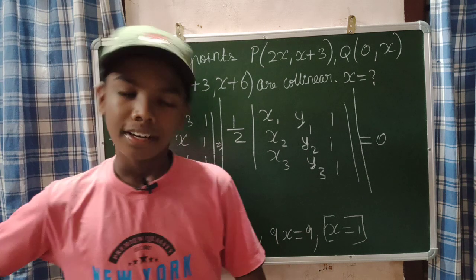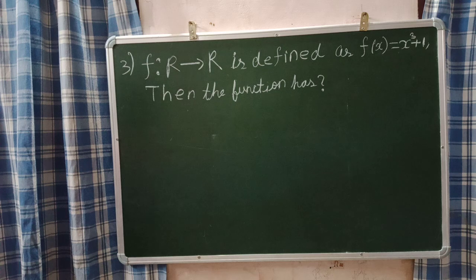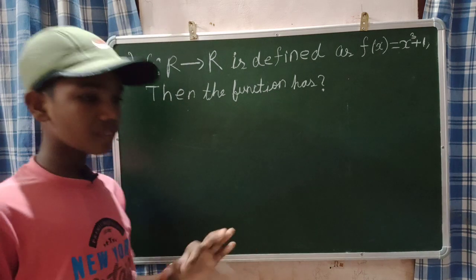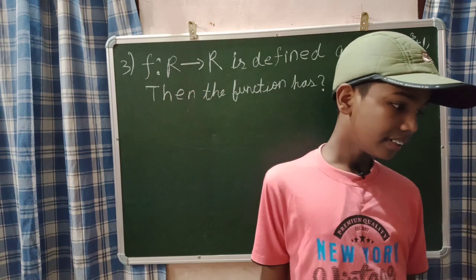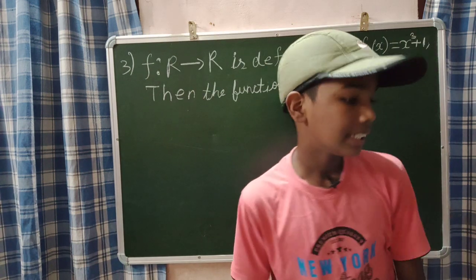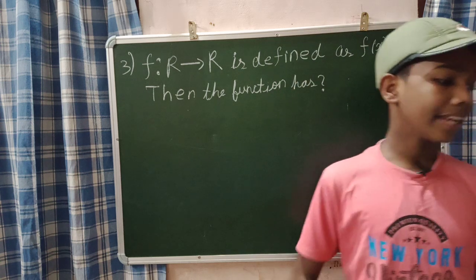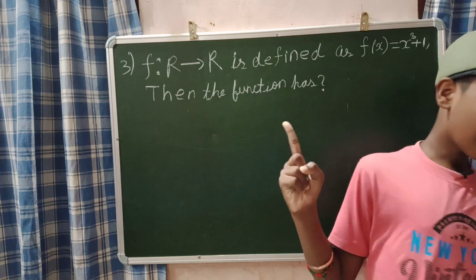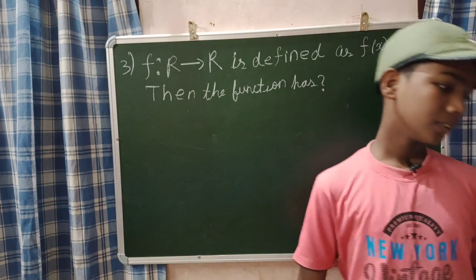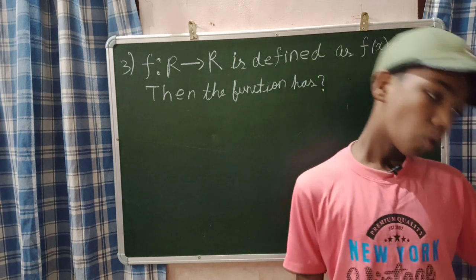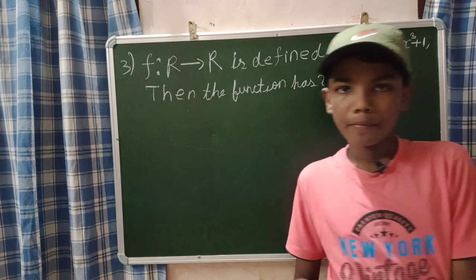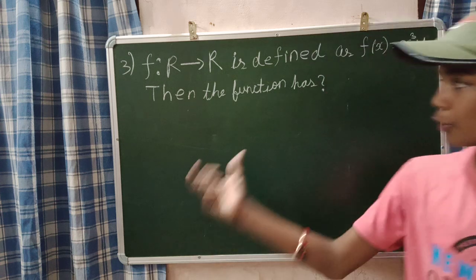Let us move on to our next question, the third question of your section A. The function f from all the real numbers to all the real numbers is defined as f of x is equal to x cube plus 1. Then the function, as the options say, has no minimum value, no maximum value, both maximum and minimum value, or neither maximum value nor minimum value. These are all the options of this question.